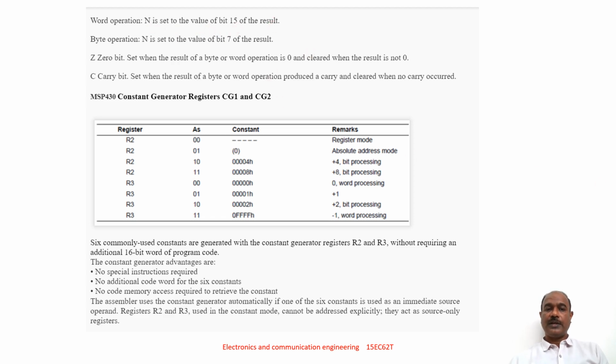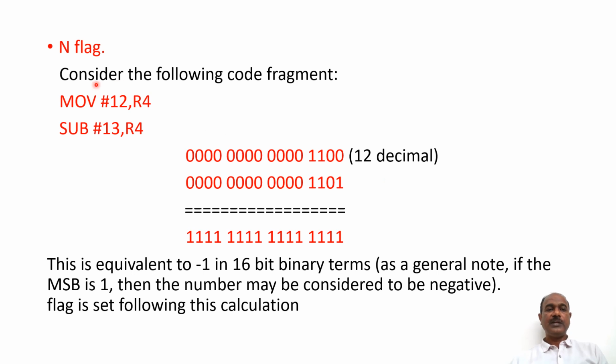Okay, so let us see. As you can see here, I have written two instructions. MOV #12, R4. In the MSP430 microcontroller, when I write a move instruction, the data is always moved from left to right. So this 12 will be moved into register R4. The first instruction is moving the immediate number 12 into R4.